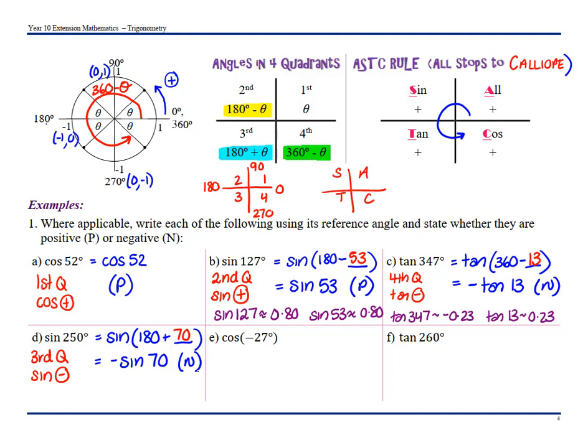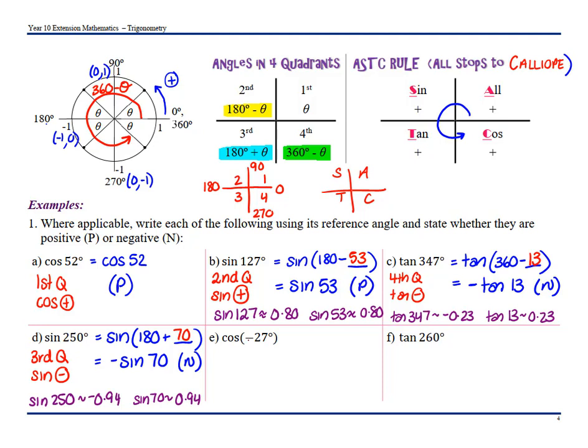So again, check it out. Put it on your calculator and verify that your answer is correct. So on your calculator, type in sine of 250 and you get approximately negative 0.94. Type in sine of 70 and you'll get the positive of that.